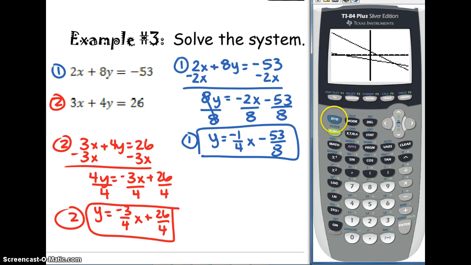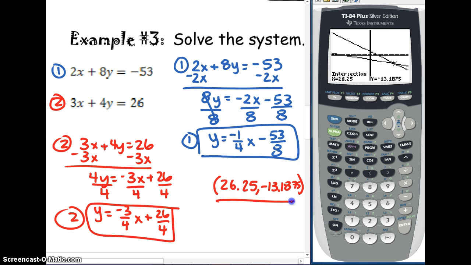Oh, I missed it. I've got to do that again. If that ever happens to you, you just have to go back again. I was too excited about that one. Enter, and then here's the answer. So the answer is 26.25, comma, negative 13.1875. Since they end, I'll write the whole thing.